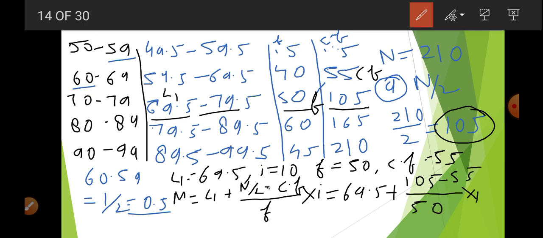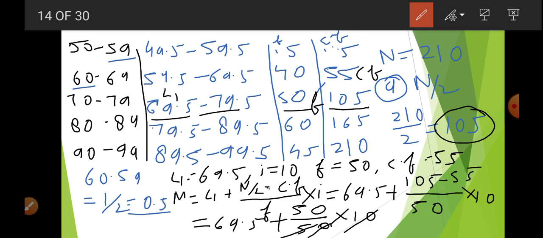i is 10. So when we subtract, what do we get? So 69.5 plus 105 minus 55, it is 50. So 50 upon 50 multiplied by 10. So the zeros cancel, 5 tens are 50. Yani it will be 69.5 plus 10. Yani the answer is what? The answer will be 79.5. So that is your answer. Okay, this is the median.